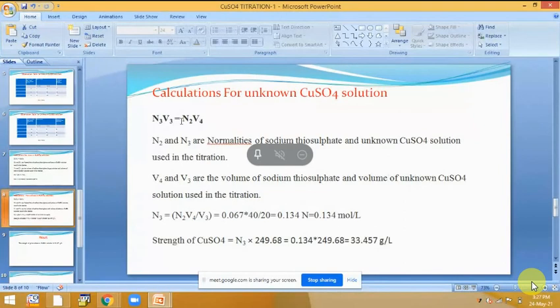Now, in the second step, we do N3V3 versus N4V4. N3 means your unknown copper sulfate, which is our interest to determine. V3 is the burette reading in this case. N2 is... Will you please view slide number 7?